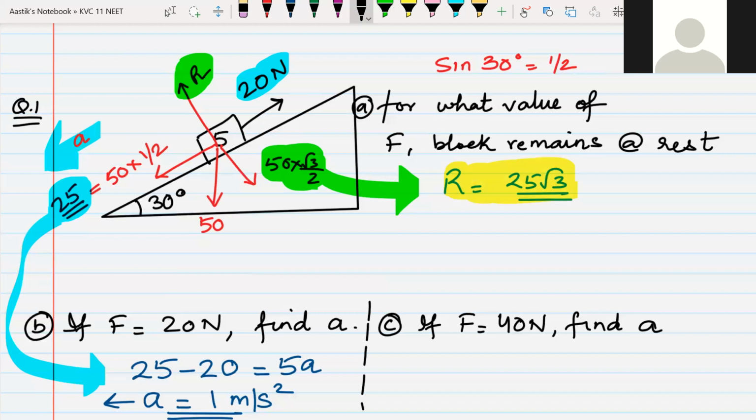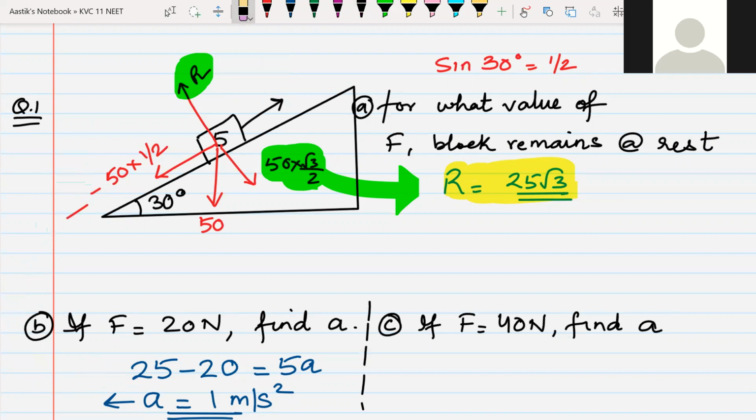In the morning. And how do we do this? Let me rub this blue thing out, and let me make this new question. So now, again, the same question remains here. This is still 25. This value of R still does not change. It is 25 root 3.